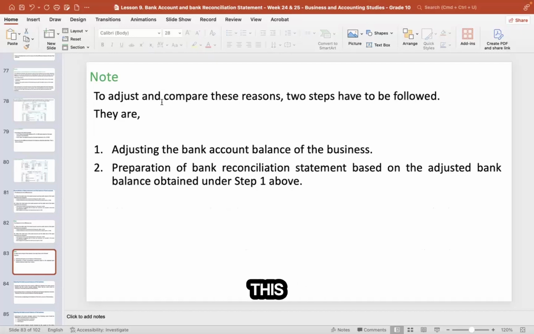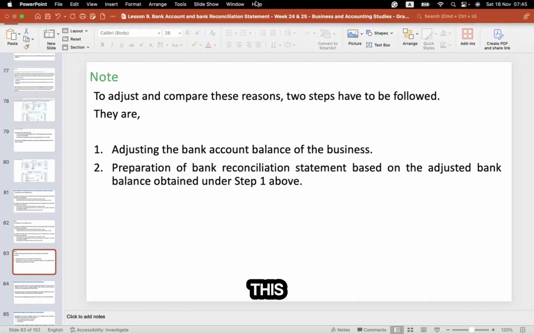Okay, now write this. To adjust and compare these reasons, two steps have to be followed. They are adjusting the bank account balance of the business and preparing the bank reconciliation statement. Take one minute and write this. By it is 7:46, I will move on to the next slide.